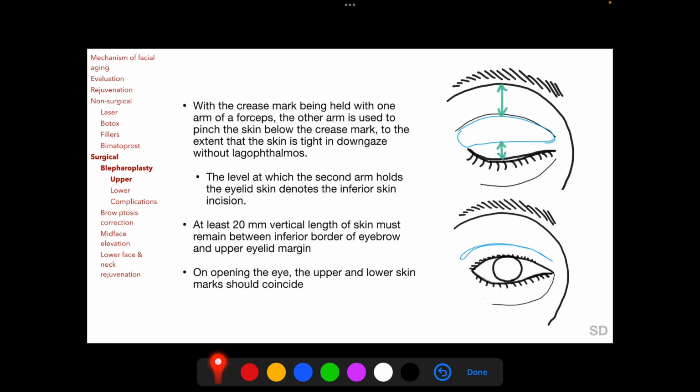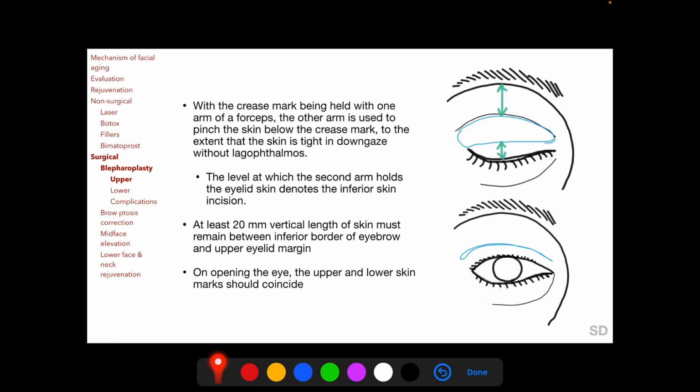One arm of a grasping forceps is held along the crease mark, and the other arm of the grasping forceps is used to pinch upwards the skin immediately inferior to the crease mark, to the extent that the skin further below is tight without lagophthalmos when the eye is in down gaze, and the level at which the second arm of the grasping forceps holds the skin marks the inferior skin incision.